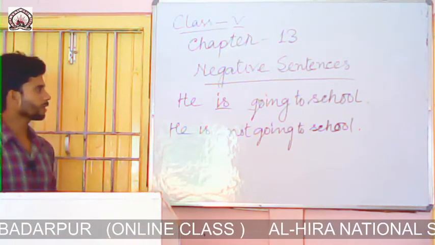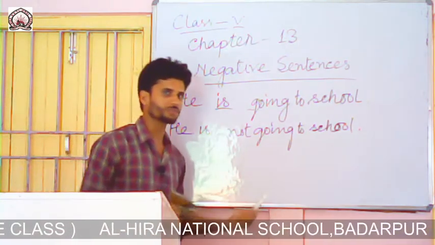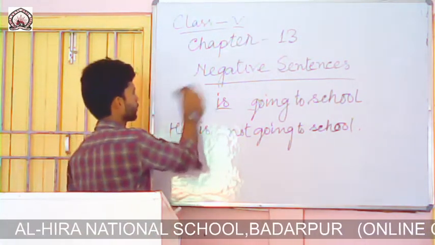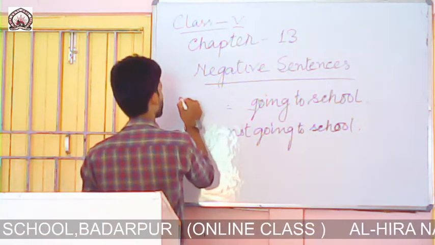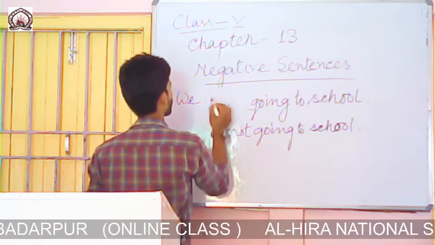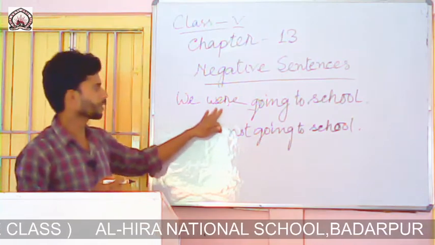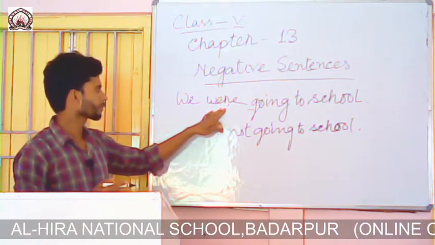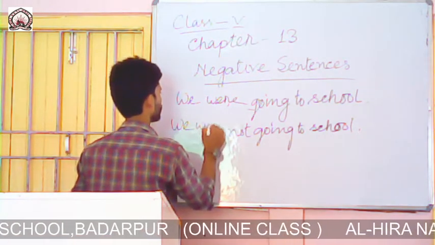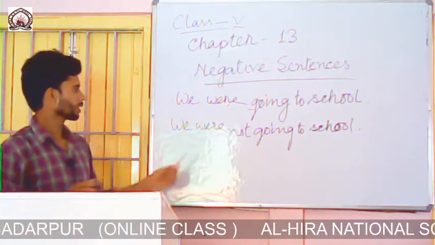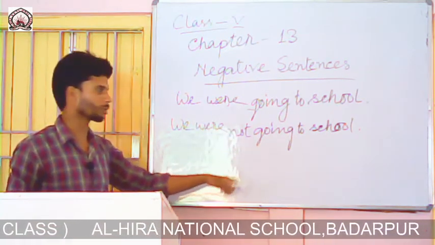Similarly, if we change the tense of this sentence, if I write we were. Now here the auxiliary verb is were. So just after this one we shall write what? Not. We were not. If it is was, then after was we shall write what? Not. It will become negative.